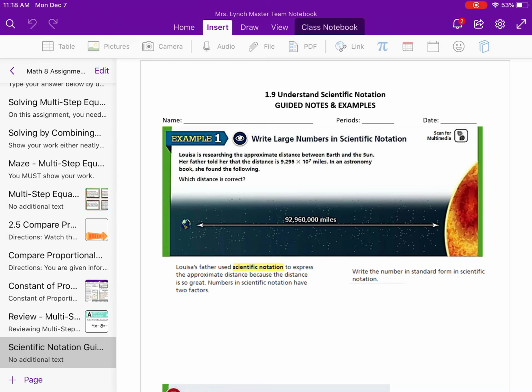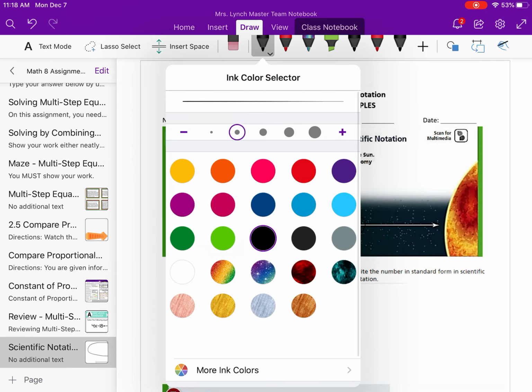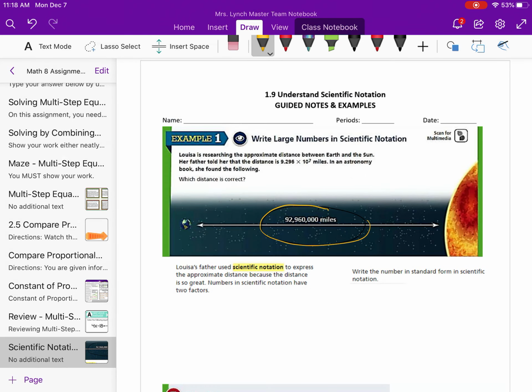All right, so let's look at this first one. Louisa is researching the approximate distance between Earth and the Sun. Her father told her that the distance is 9.296 times 10 to the 7th power miles. In an astronomy book, she found the following. In the book, this is what she found. What we want to figure out is who's correct. Is the book that she looked in correct, or is her dad correct with the number that he gave?